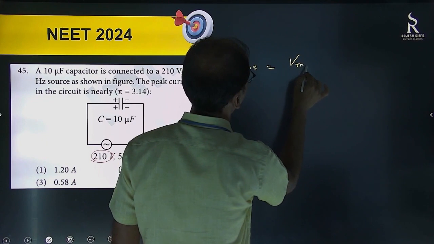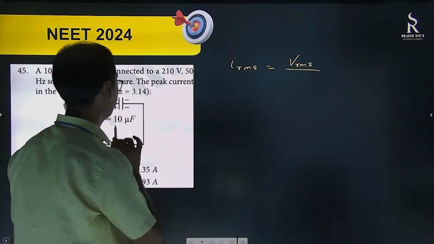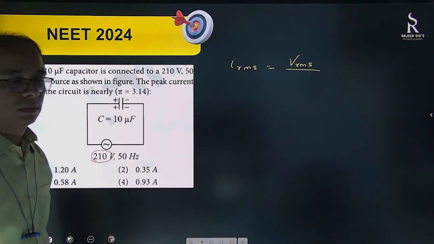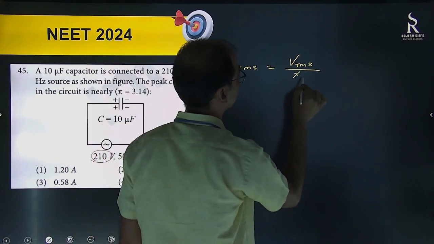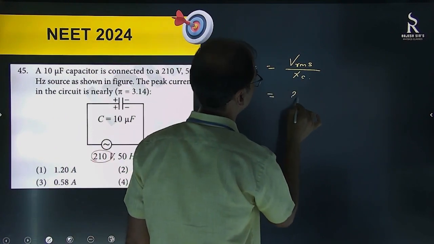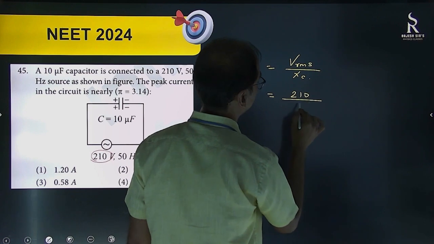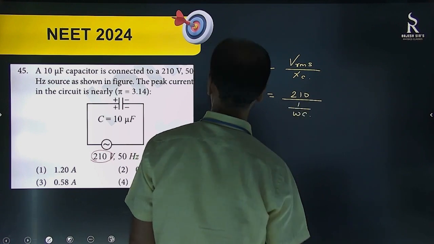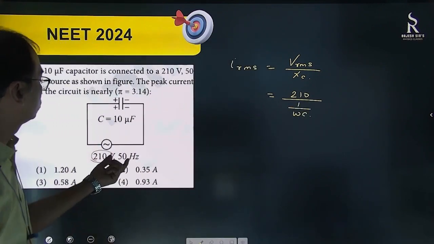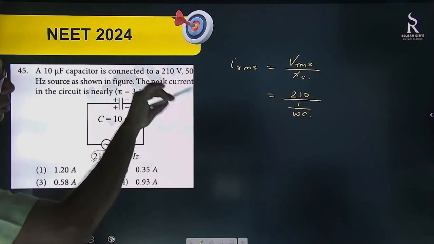V RMS divided by... now only a capacitor is given, so the resistance we will write as XC. V RMS is 210. XC means 1 by omega C. Omega means 2 pi into frequency, and C is this, so this will go at the top.